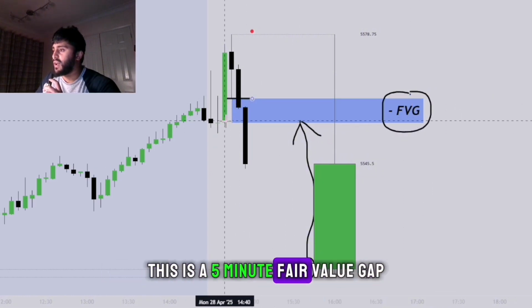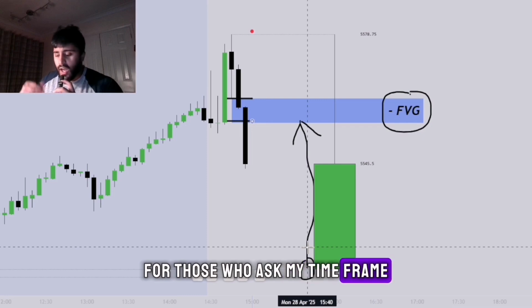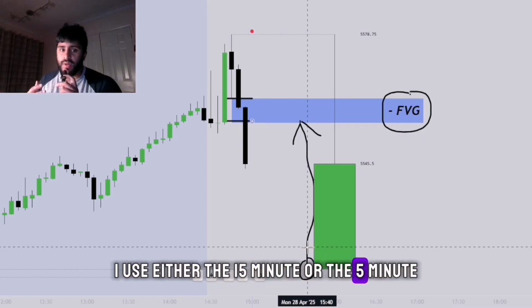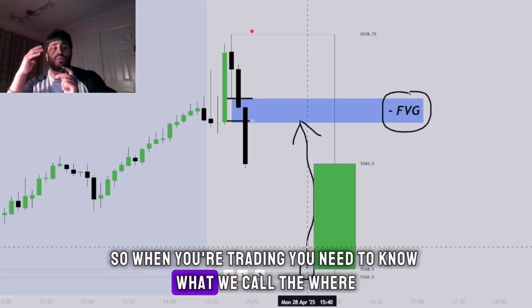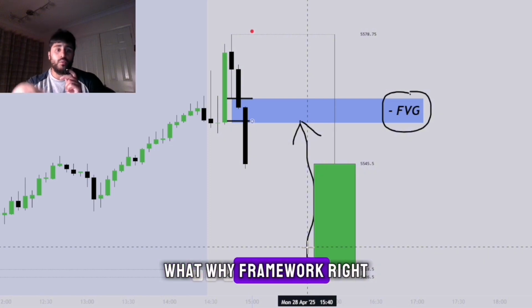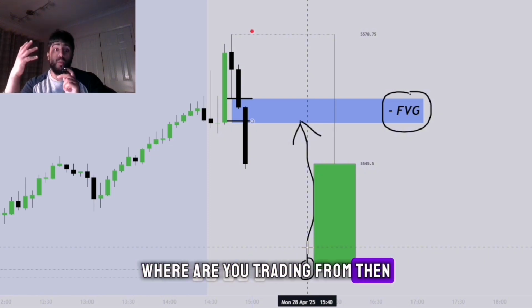This is a 5-minute fair value gap. For those who ask my time frame, I use either the 15-minute or the 5-minute. So when you're trading, you need to know what we call the where, what, why framework, right? Where are you trading from?